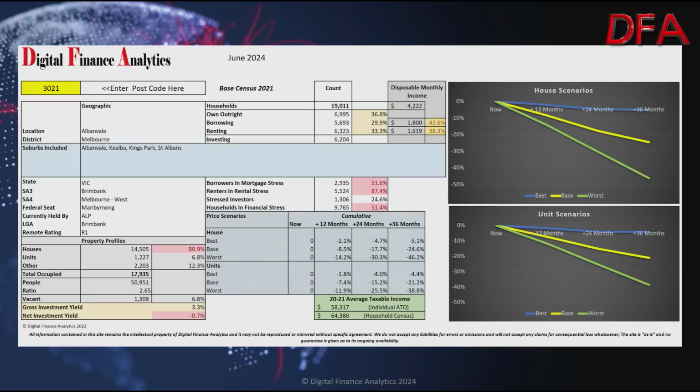And looking at the scenarios, well, unfortunately, even in the best case scenario, we are expecting a sensitivity that shows falls in houses over the next 3 years, maybe down 5%. The base case, a more significant fall, down 24%. In the worst case, a horrible 46%. Units still also showing a fall, perhaps not quite as much.